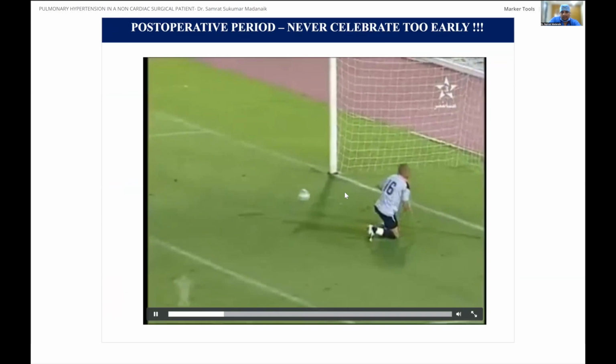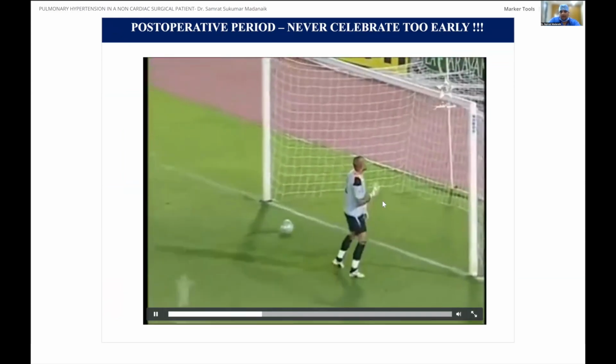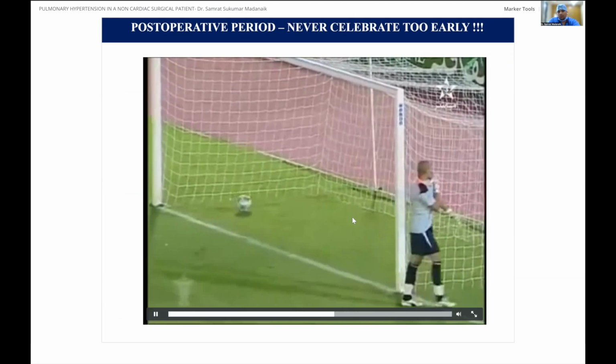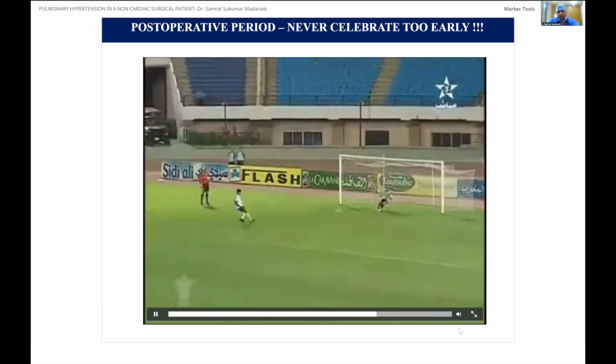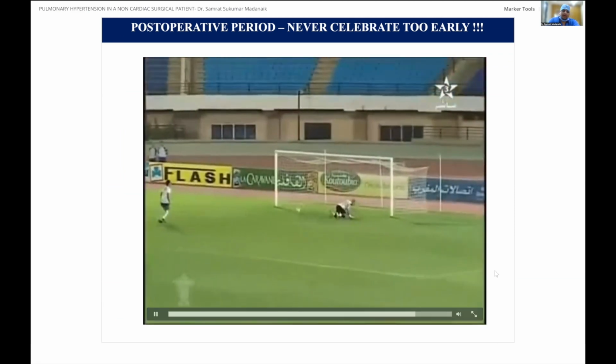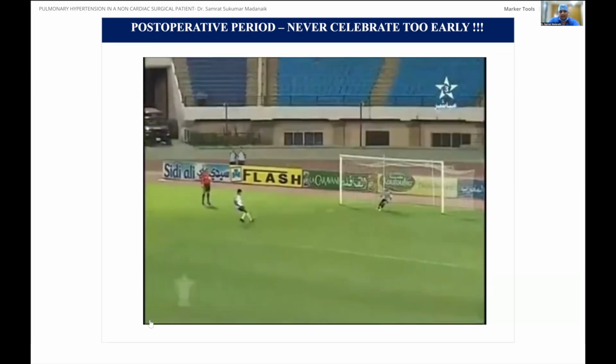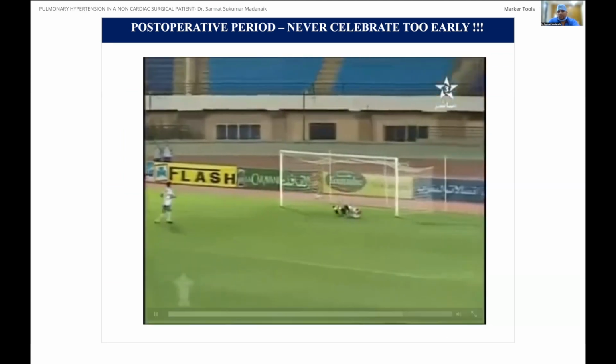But always remember, the intraoperative part is one thing, the post-operative part is another. Whenever you are dealing with these patients, never try to celebrate too early, because if you don't monitor these patients in the post-operative period, definitely you are going to land up in trouble. So don't land up in a situation like this, wherein you are caught off guard in the post-operative period.